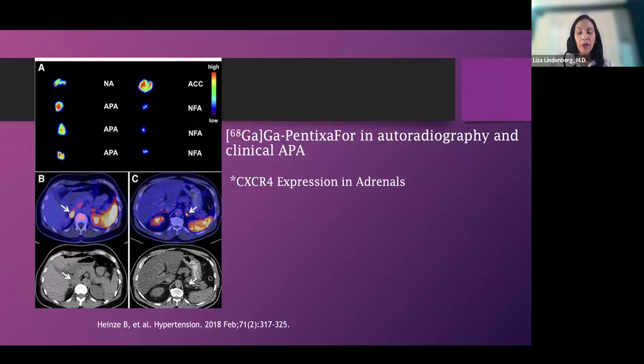Studies have also made publications that show that tissue specimens can demonstrate high binding to the tracer, and CXCR4 expression has been seen in normal adrenals, highly seen in the aldosterone-producing adenomas, and even the adrenal cortical carcinomas, but not in the non-functioning adenomas. Below in the image, you can see there is focal uptake in adenomas on the patient level.